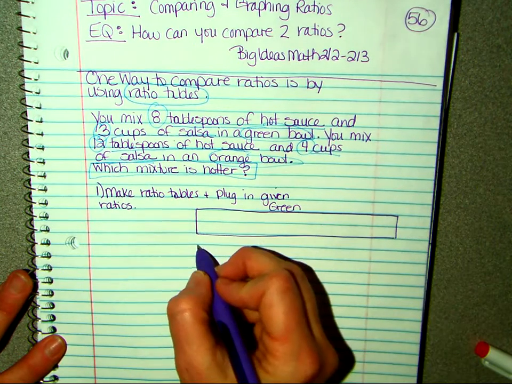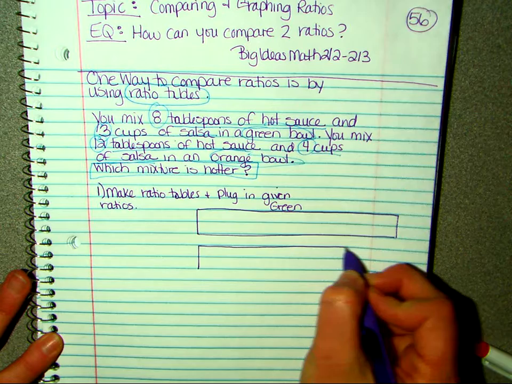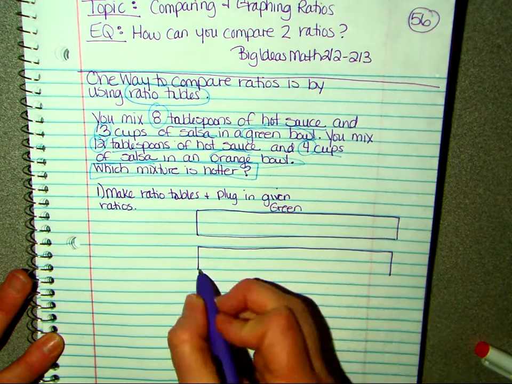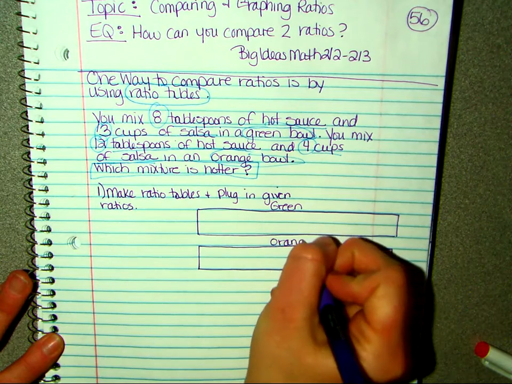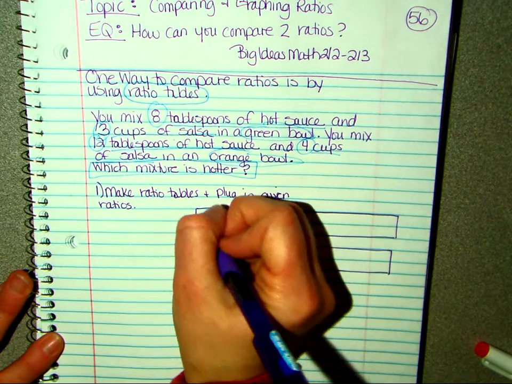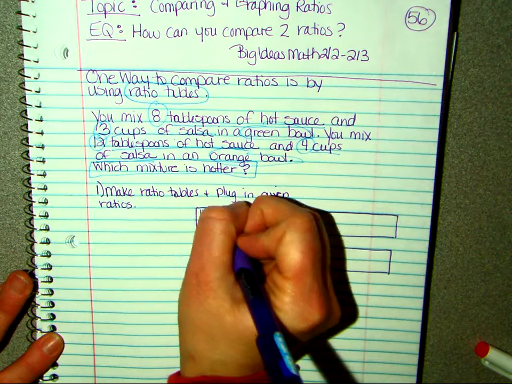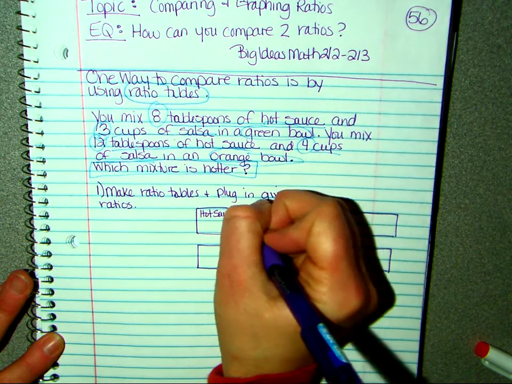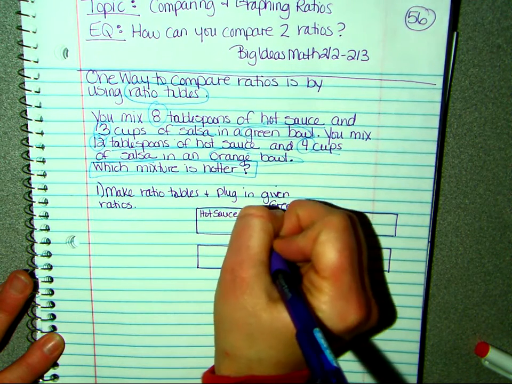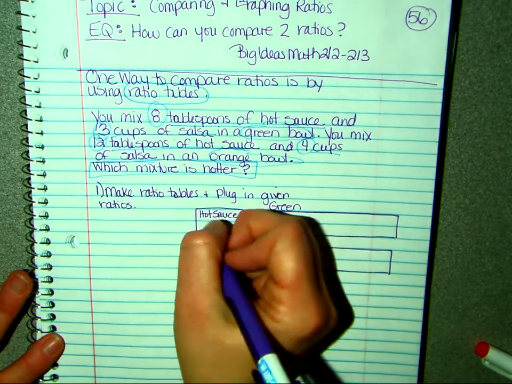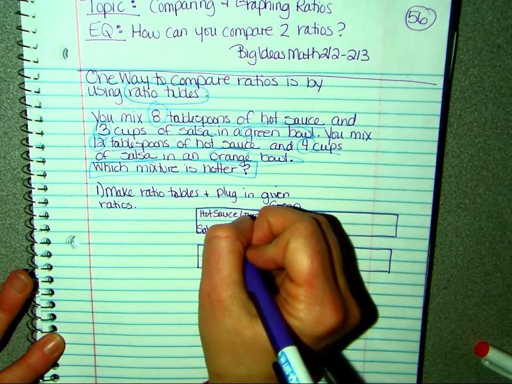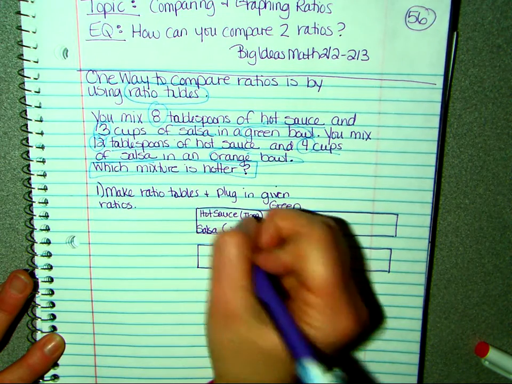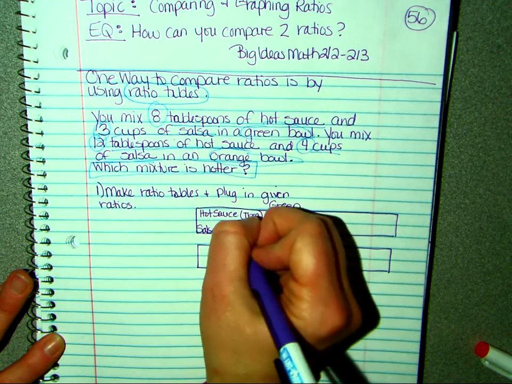And then I'm going to create another one. What do you think it's going to be? Class? Orange. Right. I'm going to label it. So this is my hot sauce, which is in tablespoons. And this is going to be my salsa, which is in what? Class? Cups. Thank you. That's the measurement that we're looking for. Cups.